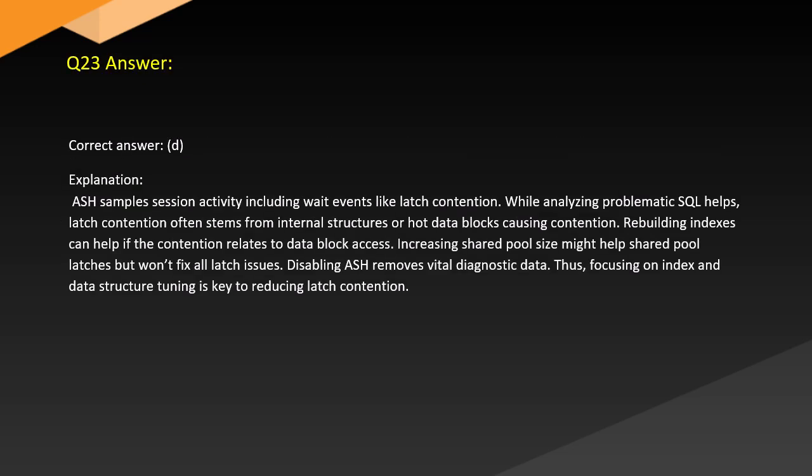Answer. Correct answer: D. Explanation: ASH samples session activity including wait events like latch contention. While analyzing problematic SQL helps, latch contention often stems from internal structures or hot data blocks. Rebuilding indexes can help if the contention relates to data block access. Increasing shared pool size might help shared pool latches but won't fix all latch issues. Disabling ASH removes vital diagnostic data. Thus, focusing on index and data structure tuning is key to reducing latch contention.